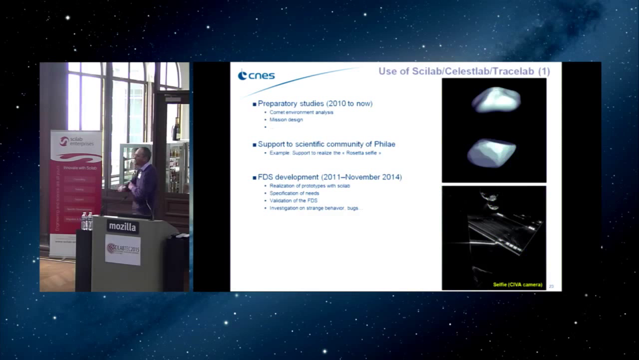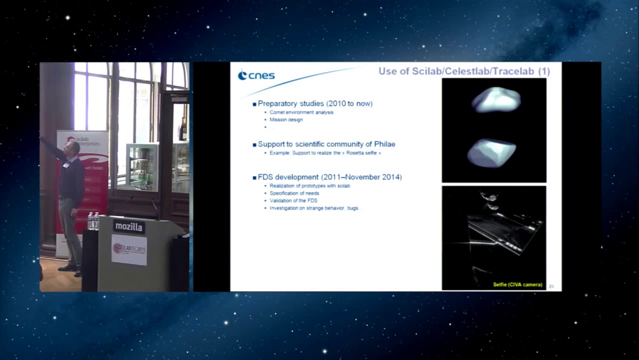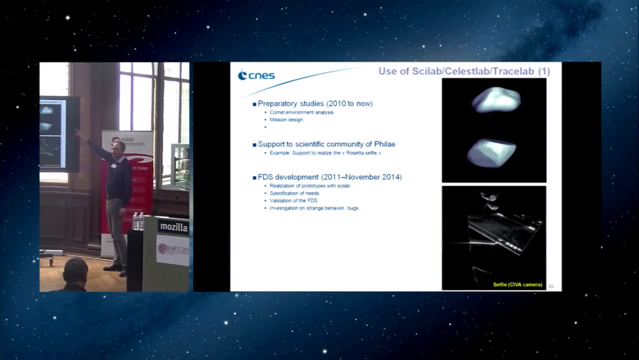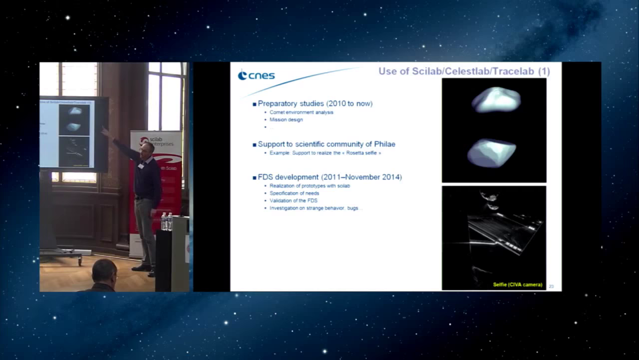So now, when do we use Scilab during the mission? Almost all the time. We use it for preparatory studies, so for comet environment analysis, mission design. You can see the kind of shape model we are using to prepare the mission. People believed that the comet was quite smooth, and so we were working on this kind of shape. They were derived from Hubble space images, actually.